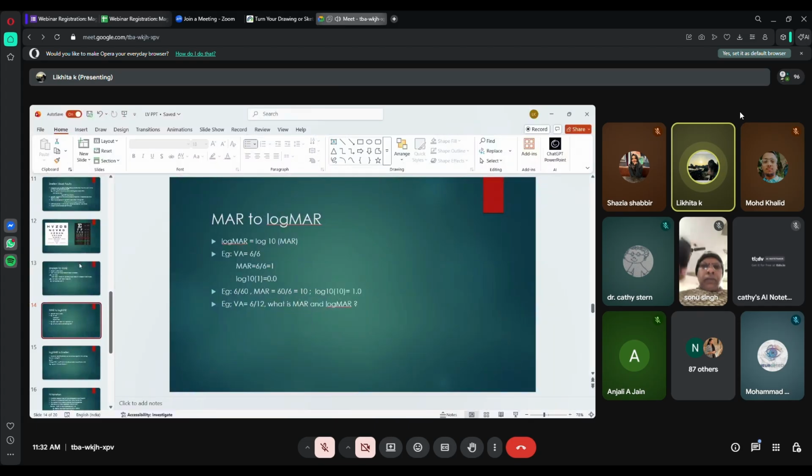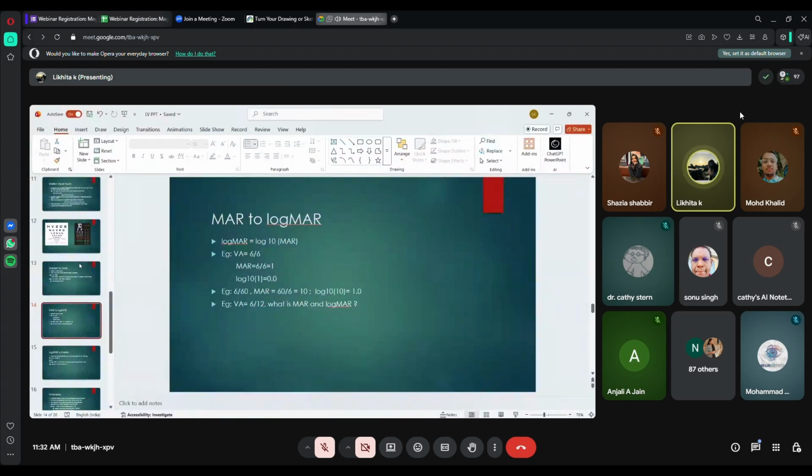So, in this formula, log 10, I think if you all have a calci, you will have the specific log 10 mode. Then if you calculate like that, log 10 of the MAR value, here the MAR value is 1, so you will have a logMAR value of 0.0. We consider it as the logMAR value.